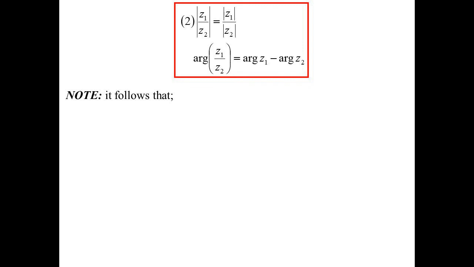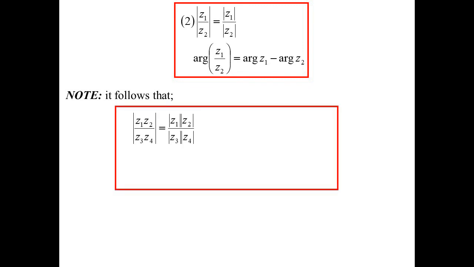other one. But it will then follow, if I had something like this, the modulus of Z1, Z2 on Z3, Z4, then I could break up the individual moduli. But with the arguments, all I have to really know is that if it's on the top of the fraction, it's going to be plus that argument. If it's on the bottom of the fraction, it's going to be minus that argument. So I get arg Z1 plus arg Z2 minus arg Z3 minus arg Z4.